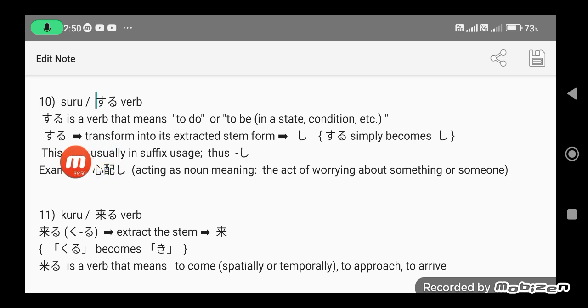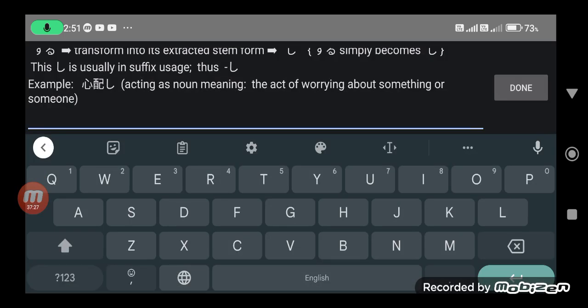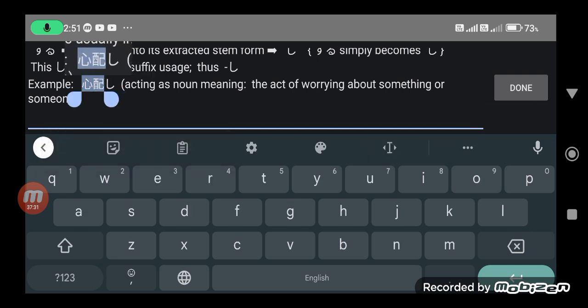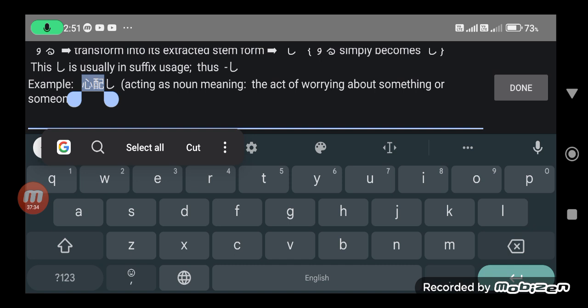The suru verb means to do. Transform it into its extracted stem form, it becomes shi. This shi is usually in suffix usage. We use the shi as a suffix, thus hyphen shi. Example, shinpai shi. Shinpai is a noun capable of being a suru verb. Shinpai meaning to worry. Shinpai is a noun capable of being attached to suru, making it a suru verb. Shinpai suru, or a suru type of noun, making it a suru verb.